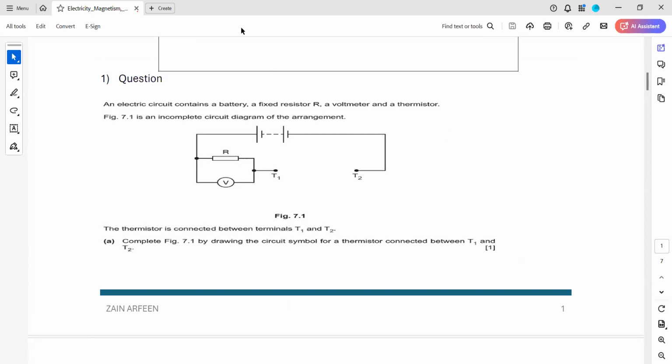An electric circuit contains a battery, a fixed resistor, a voltmeter, and a thermistor. Figure 7.1 is an incomplete circuit diagram of the arrangement, as you can see. The thermistor is connected between the terminals T1 and T2. Complete Figure 7.1 by drawing the symbol for the thermistor. So we have to draw the thermistor, that's right, this is the symbol of a thermistor.